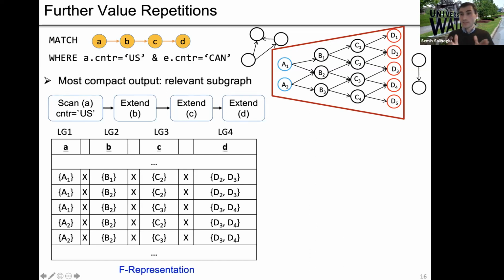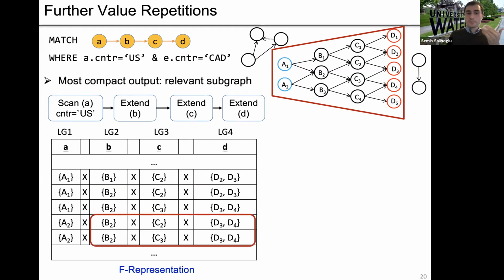But if you look closely at this relation, you can see a lot of repetition. For example, all the subpaths that start with C2 are repeated. These are essentially not the entire tuple, but parts of the tuples that are repeated. Or all the subpaths that start from B2 are also repeated.